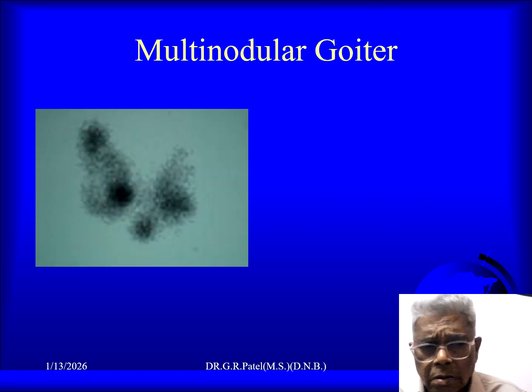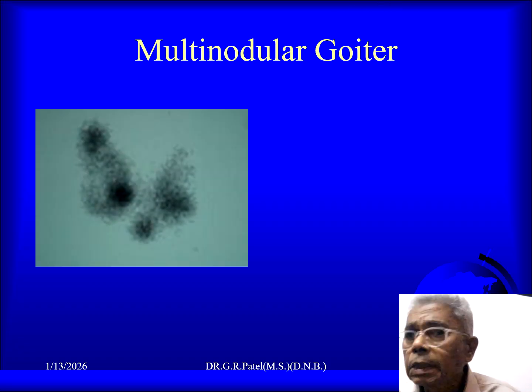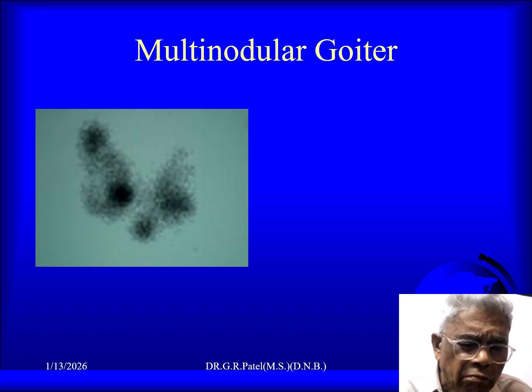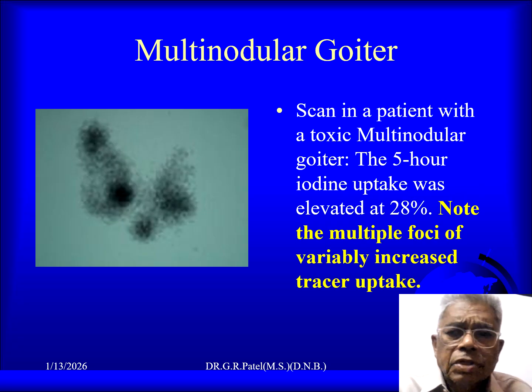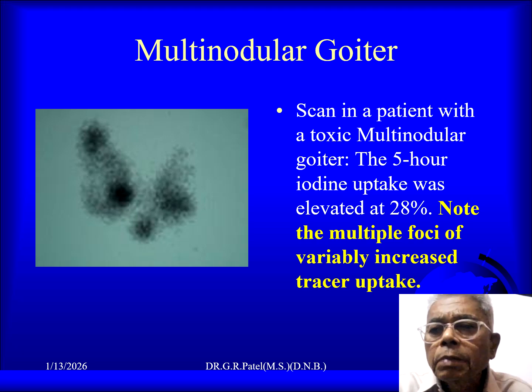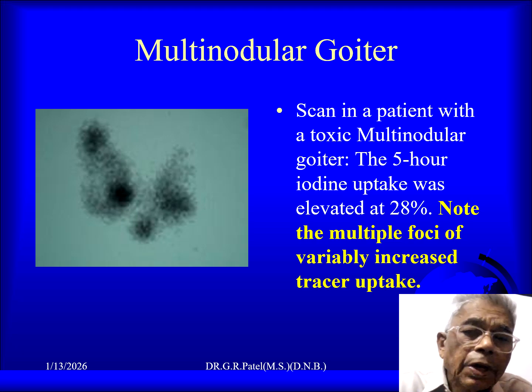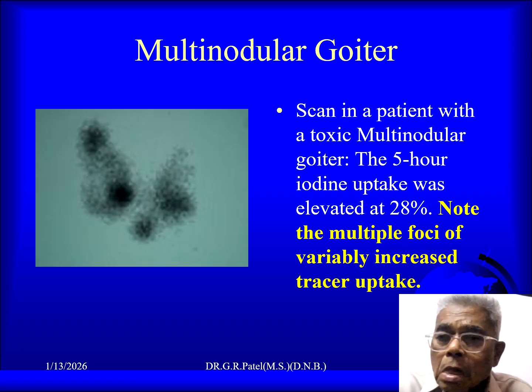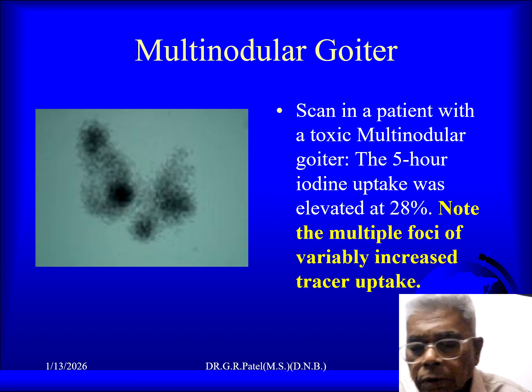This is the iodine 123 scanning of multinodular goiter. Scan in a patient with a toxic multinodular goiter. The 5-hour iodine uptake was elevated at 28%. Note the multiple foci of variably increased tracer uptake.